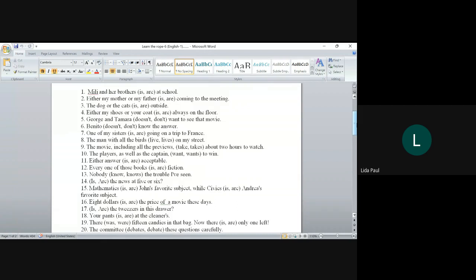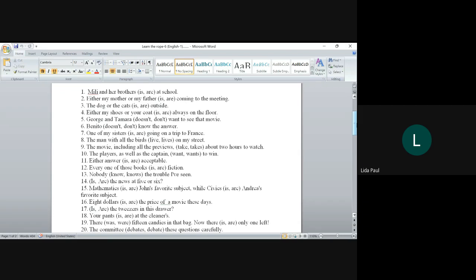The movie, including all the previews, takes about 2 hours to watch. Takes. Again, what's the subject here? Movie. The movie, right? The movie is your subject. Anything that follows that doesn't matter. Okay, only the subject matters. Hence, you're going to use takes since movie is singular.